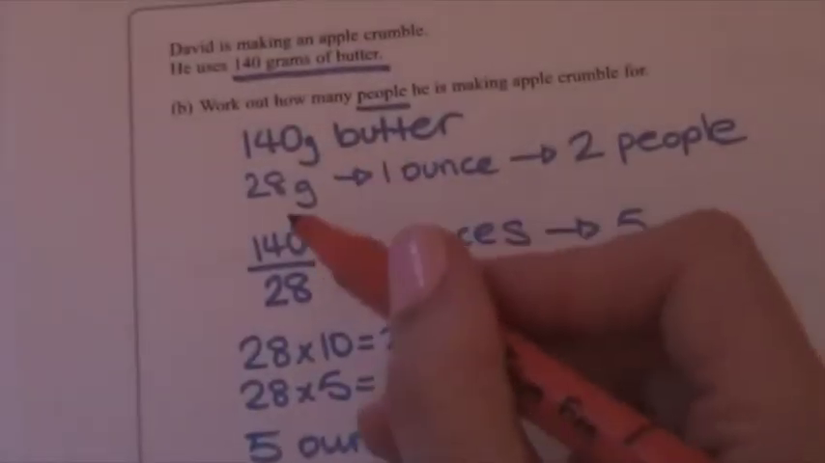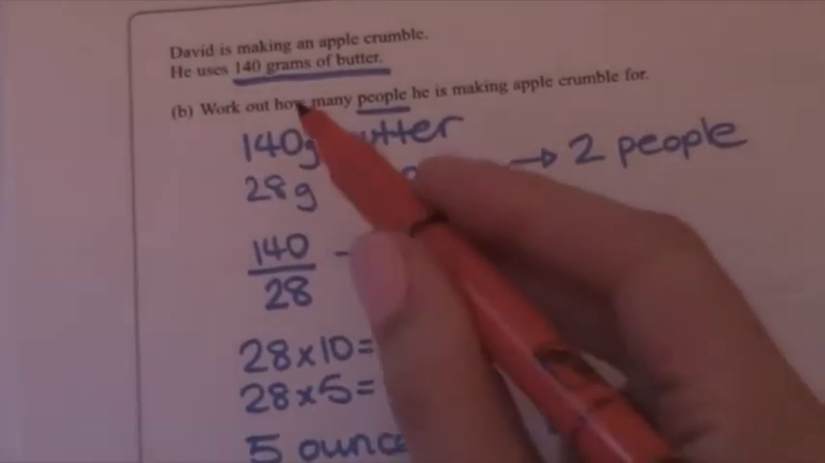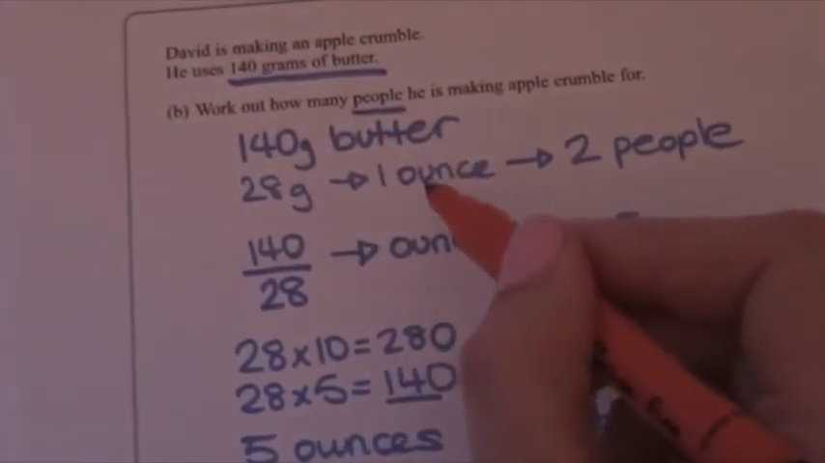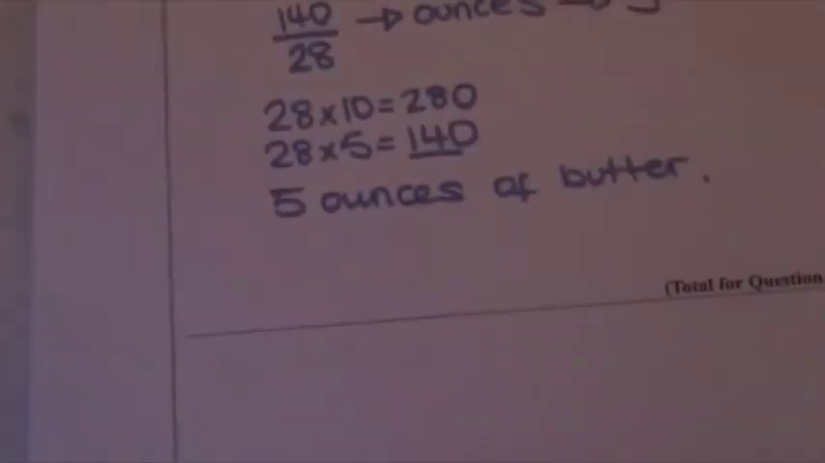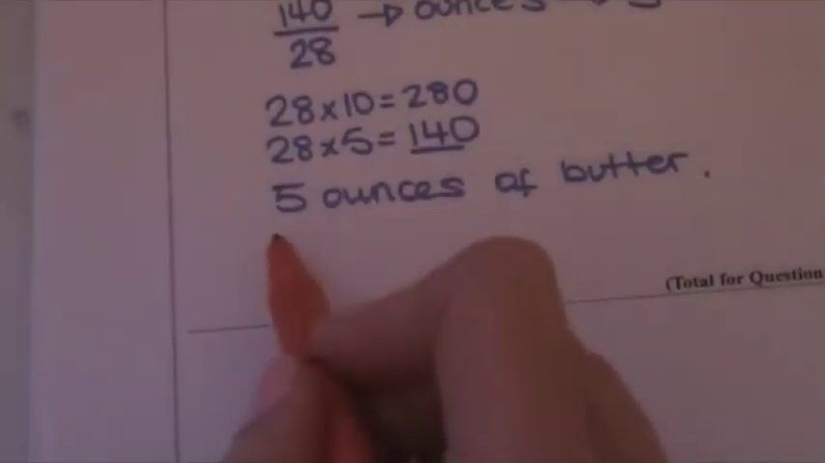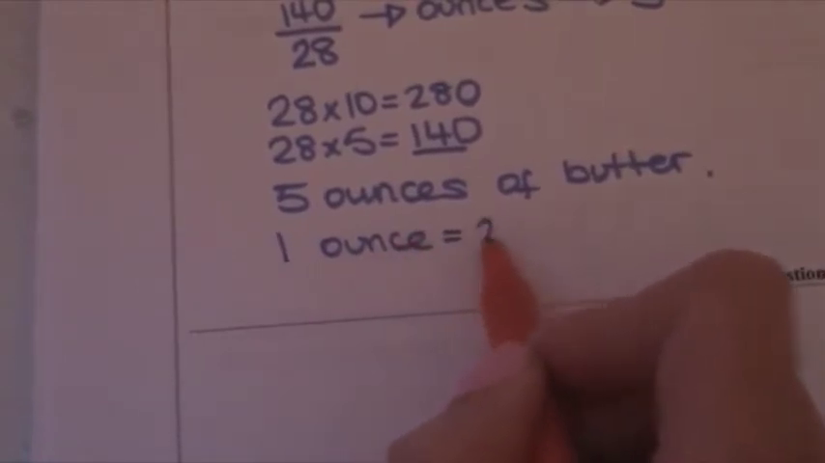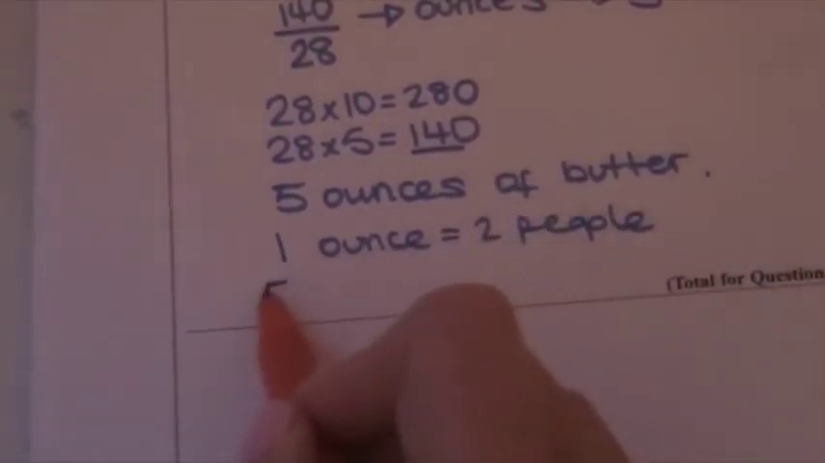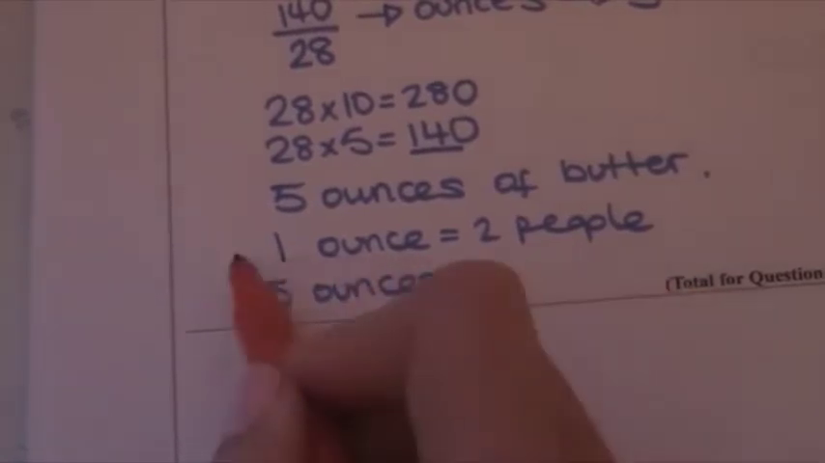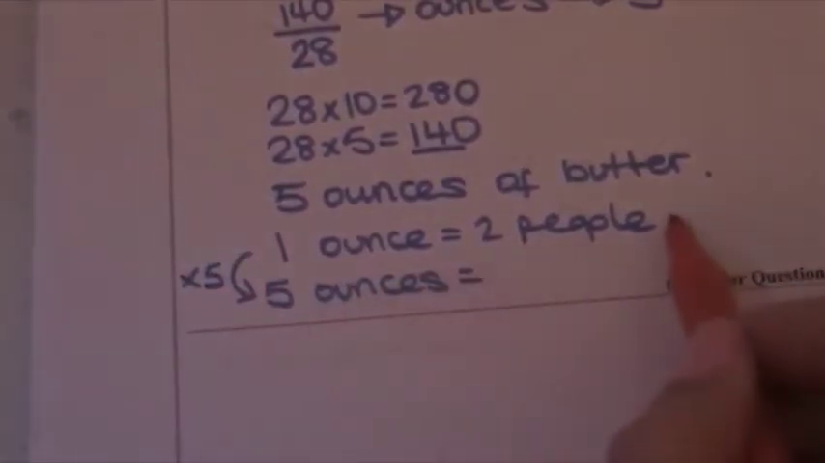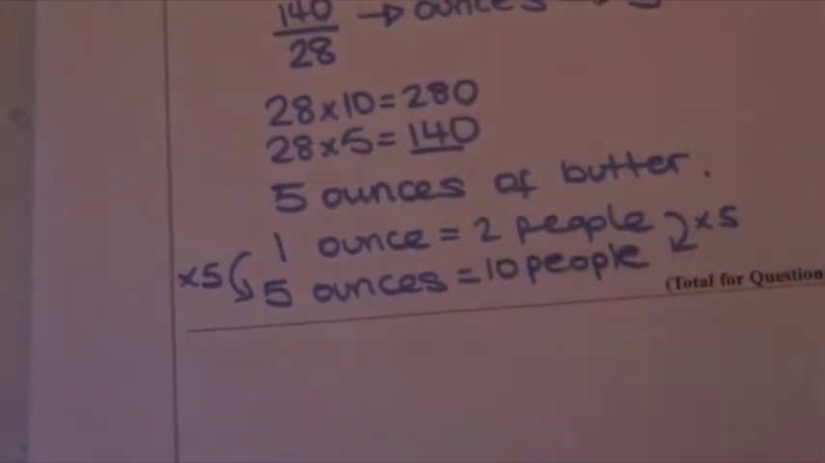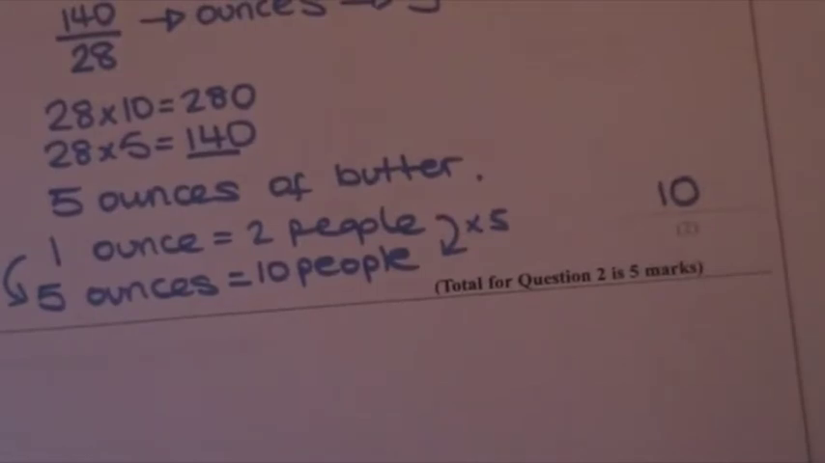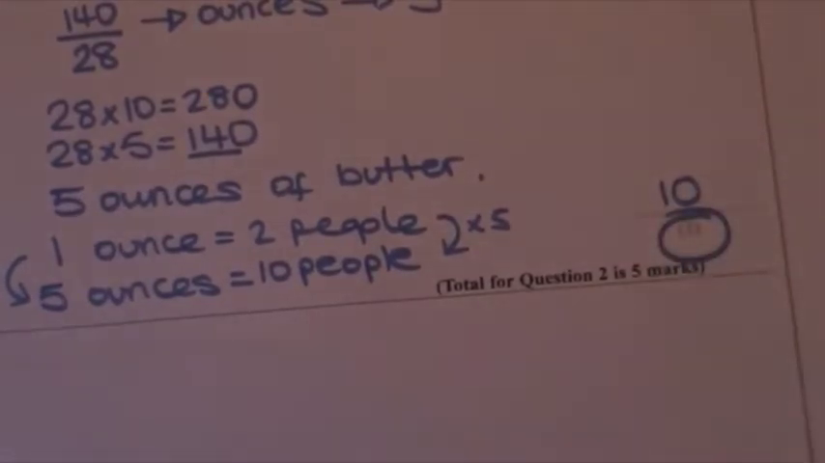How do we know that? We knew that 28 grams was 1 ounce, and 28 times 5 equals 140, so we have to times the 1 ounce by 5, so it's 5 ounces. Now, we also knew, back from our conversion sheet, that 1 ounce was for 2 people. We've got 5 ounces, so if 1 ounce equals 2 people, well, we've multiplied by 5 here, so we'll do the same to our number of people. So David must be cooking for 10 people. So my answer over here, 10 people. And that's worth 2 marks.